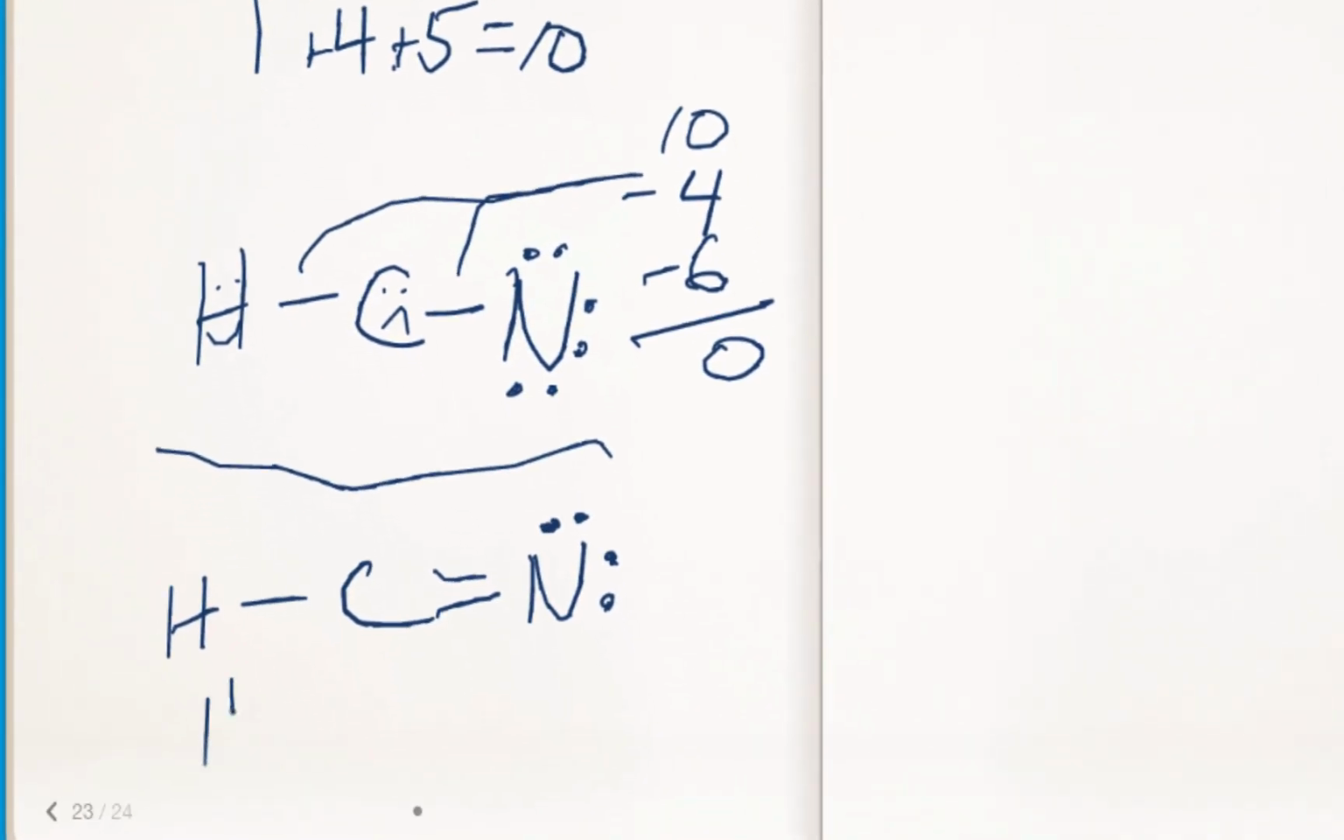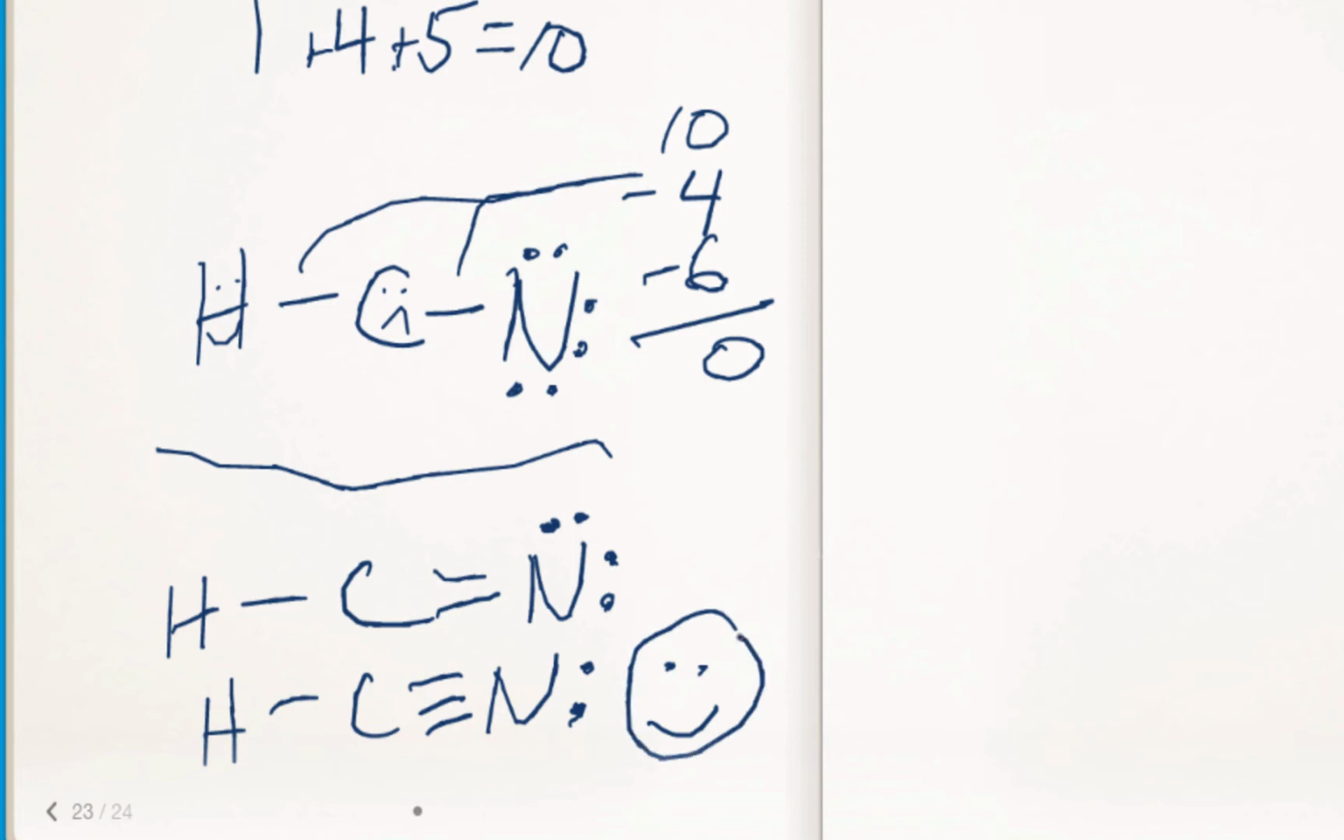I'm going to move one more lone pair over here. See if that makes things any better. I'm going to move it to a triple bond and have one lone pair left over. Now carbon sees 2, 4, 6, 8. Nitrogen sees 2, 4, 6, 8. Hydrogen sees 2. That means this guy is very, very happy.